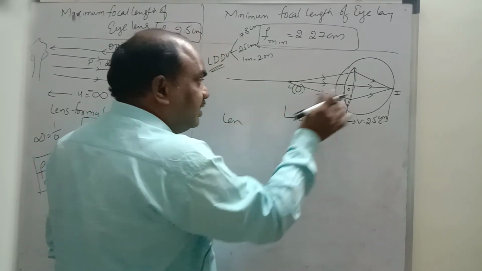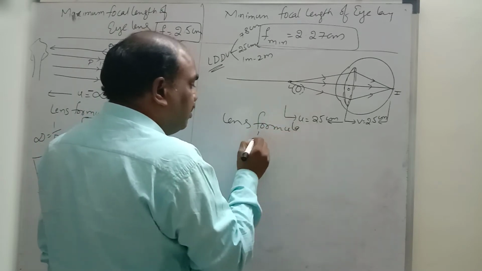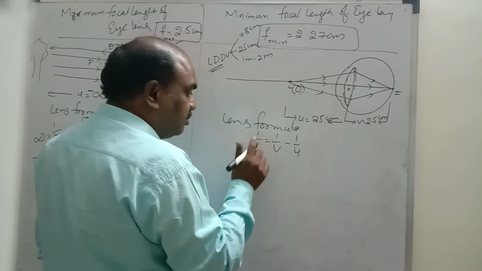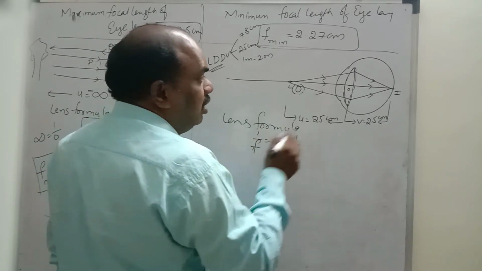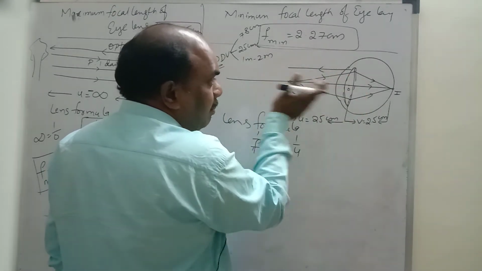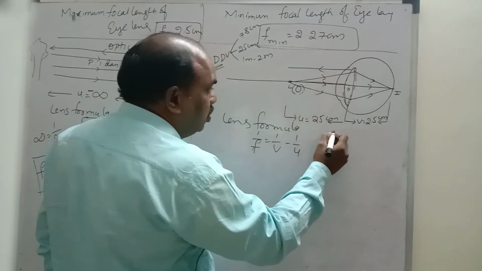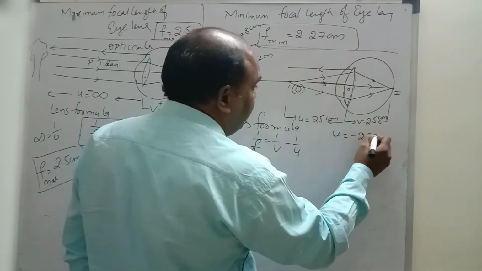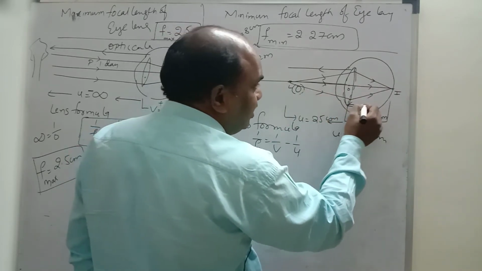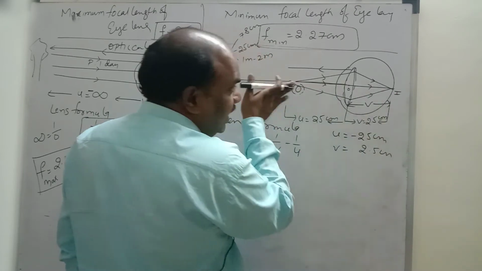What is the lens formula? I am applying the lens formula: 1 by f is equal to 1 by v minus 1 by u. But before substituting, you need to do the sign convention. All distances must be measured from the pole or optic center. Compared with the parallel incident ray, both are in opposite directions, so u is negative, minus 25. Object to image is called the image distance, this distance is called v. Image distance is 2.5 centimeter, and it is in the direction of the incident ray.